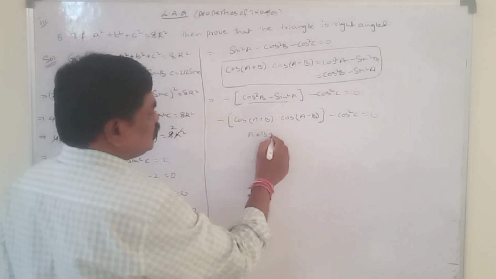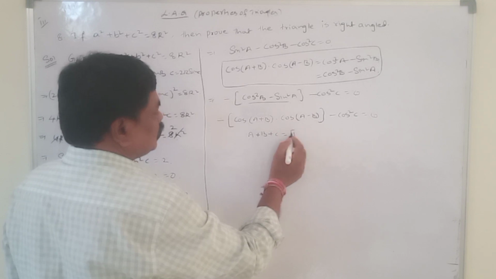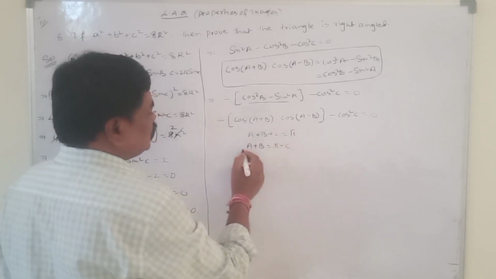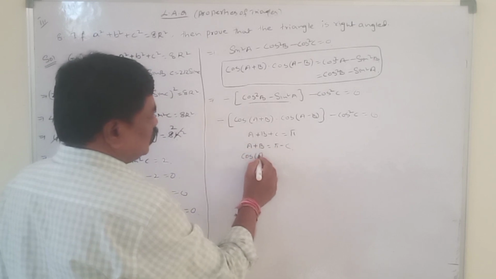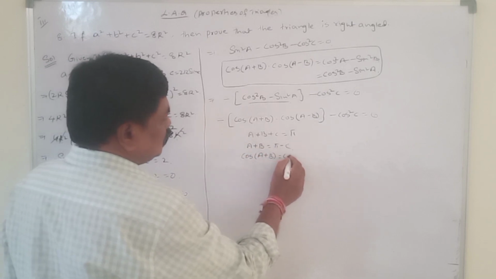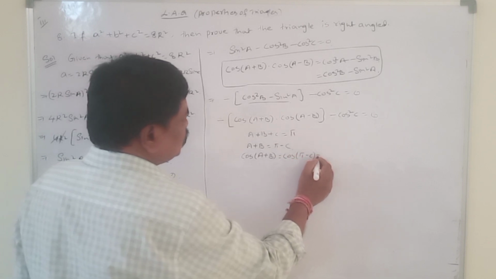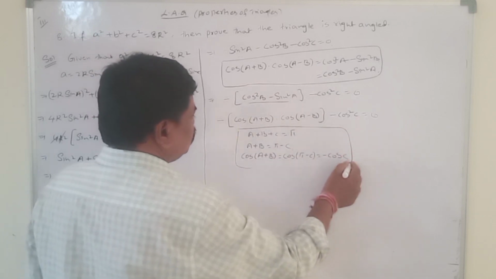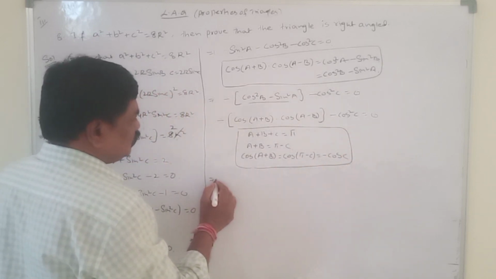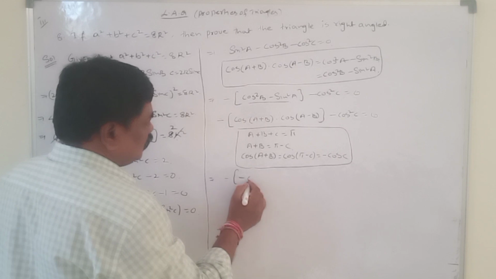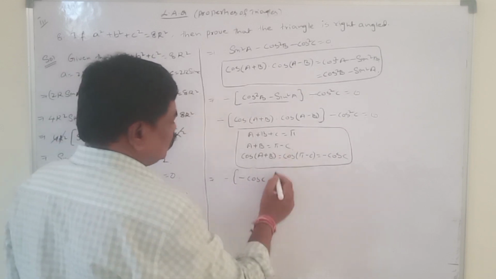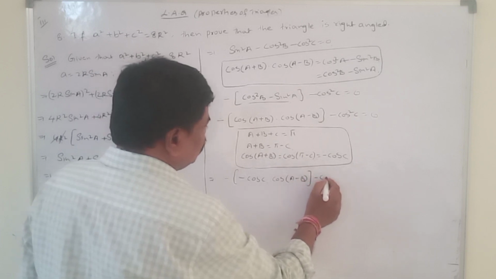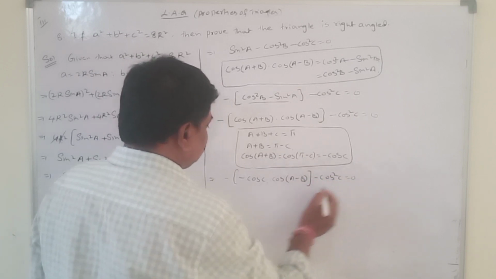A plus b plus c is equal to pi. So a plus b is equal to pi minus c. Cos of a plus b is equal to cos of pi minus c, which is equal to minus cos c. So this one you have to substitute here: minus of minus cos c into cos of a minus b, minus cos square c equal to 0.